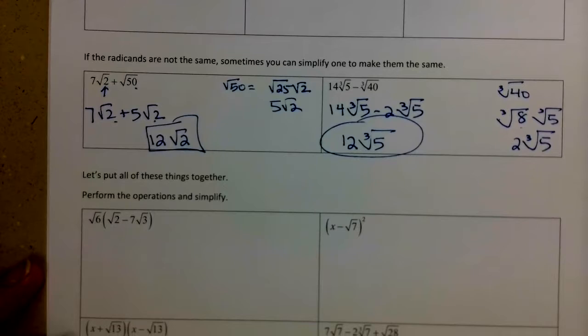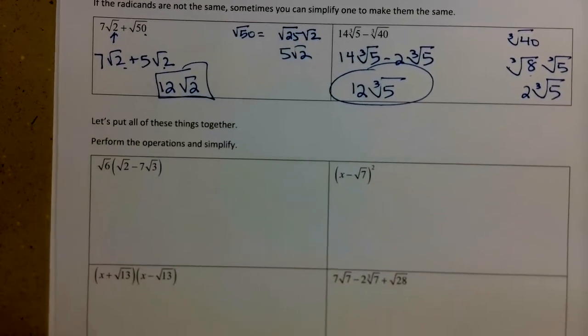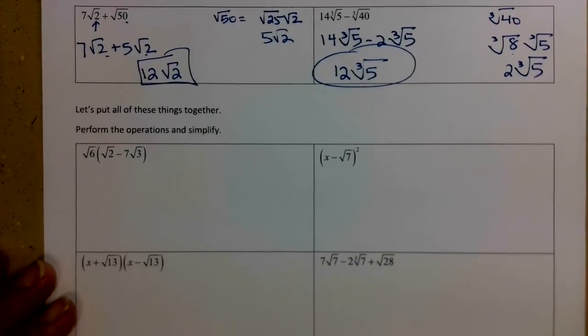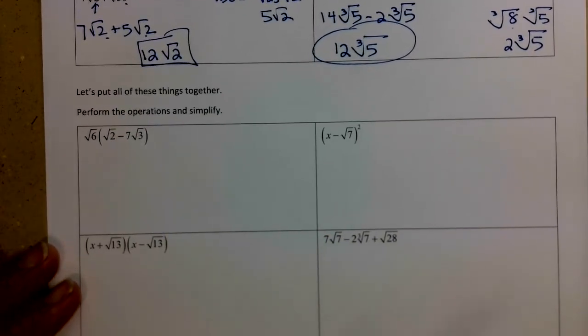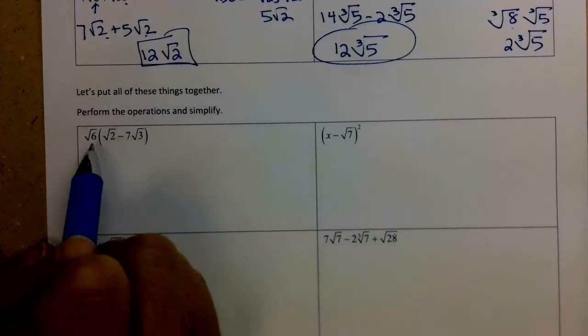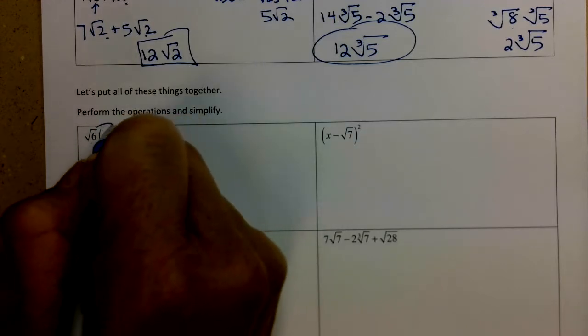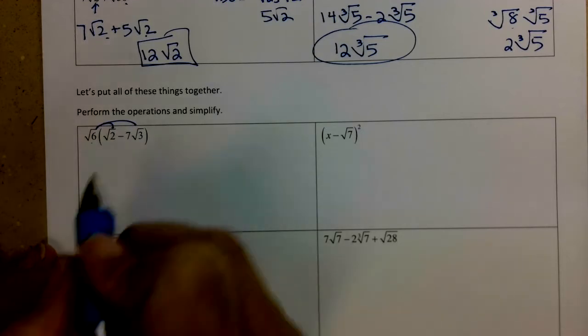Okay, so let's put everything together. We're going to perform the operations and simplify. Feel free to pause and try these on your own and then meet me at the end. So this first one, I have a square root of 6 and it's multiplying a binomial. So, right, when that happens, we have to distribute.